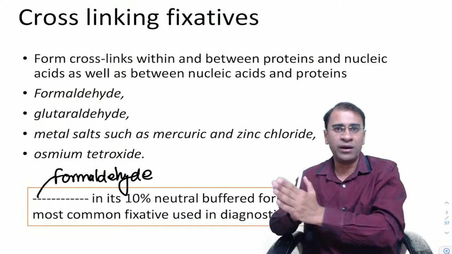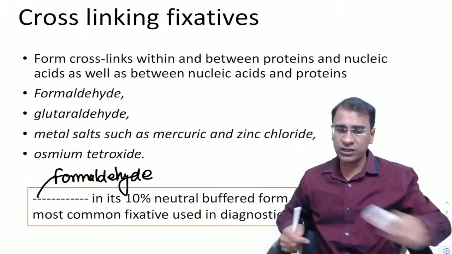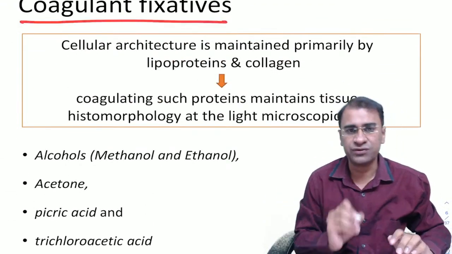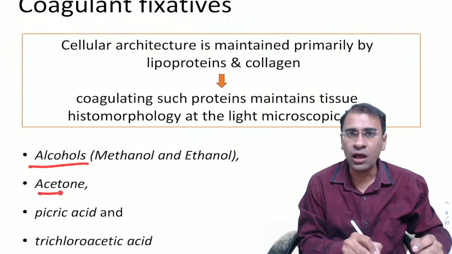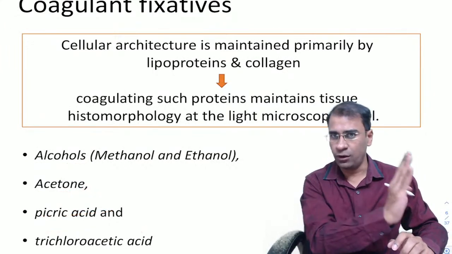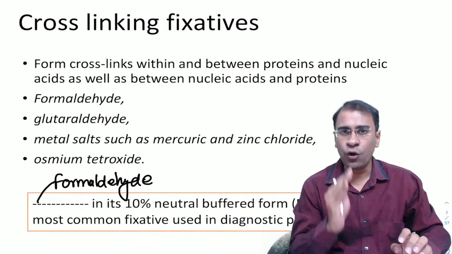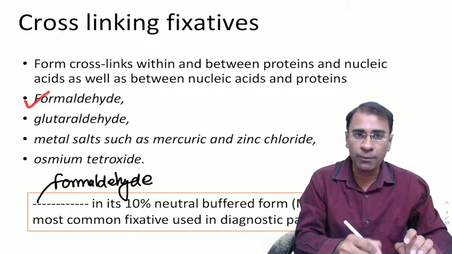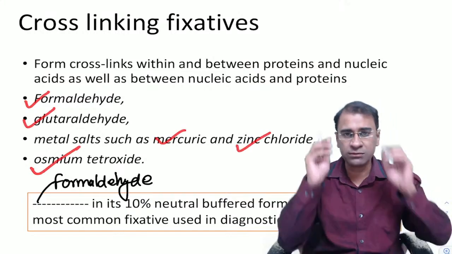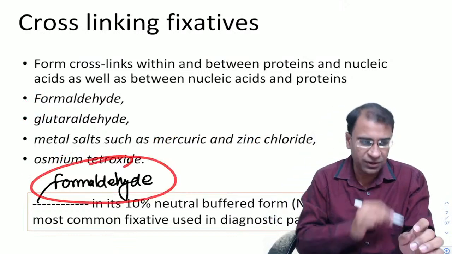So before I move forward, let's go back a bit. What we should understand here is, number one, first of all, I told you about the coagulant fixatives. Examples are alcohol, acetone, picric acid, and trichloroacetic acid. Done? Okay. Next one. If we talk about the cross-linking fixatives, they are formaldehyde, butyraldehyde, mercuric chloride, zinc chloride, and also osmium tetroxide. Not to forget, the most common being formaldehyde.